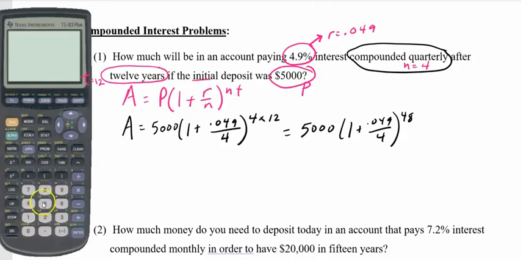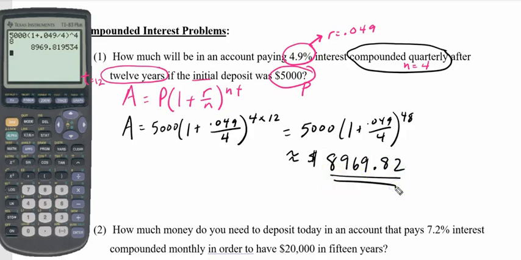So let me clear this. I'm going to have 5,000 parentheses 1 plus 0.049 divided by 4 to the power of 48. Okay. And then at the end, I'm going to round, and it's to dollars and cents. So I'm going to have 8969. And rounding it to 2 decimal places for dollars and cents gives me that. Okay. So that's the answer for that one.